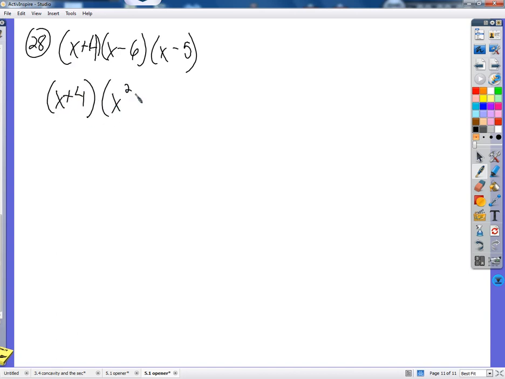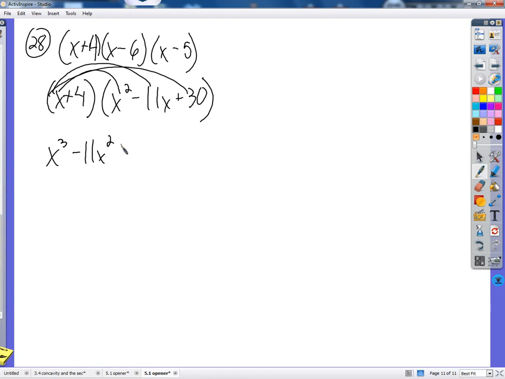So we get x squared minus 11x plus 30. It's a couple of binomials, two factors of a quadratic. We've done that plenty of times. Negative 6x and negative 5x combine to negative 11x. We'll move on here. X times x squared, x to the third. X times negative 11x, negative 11x squared. Plus 30x.